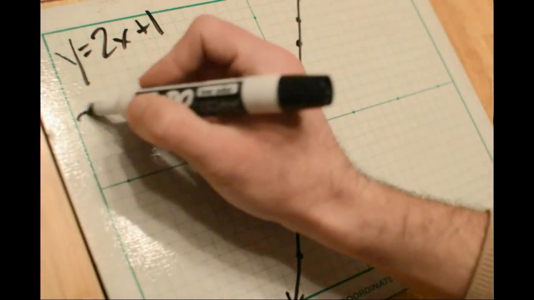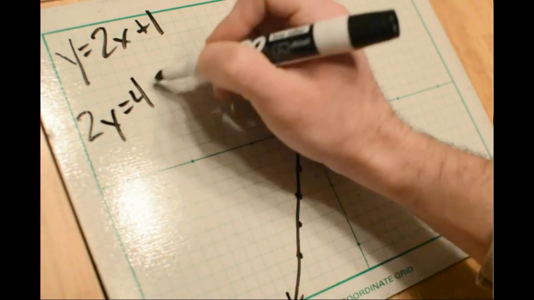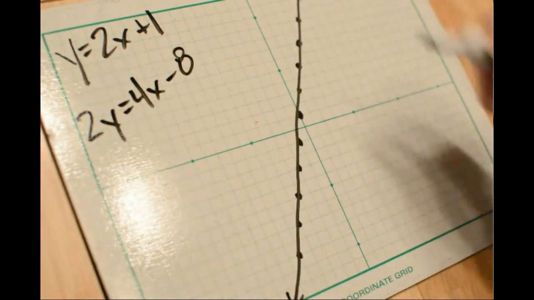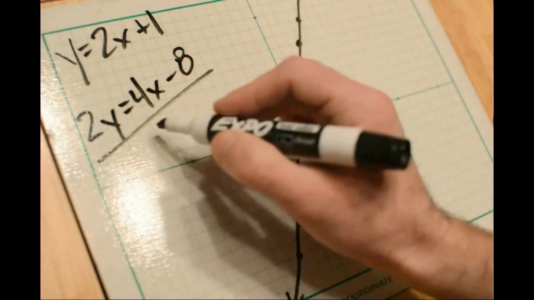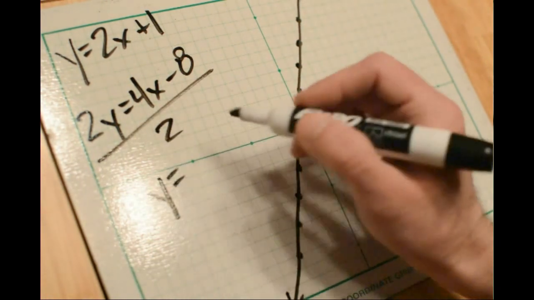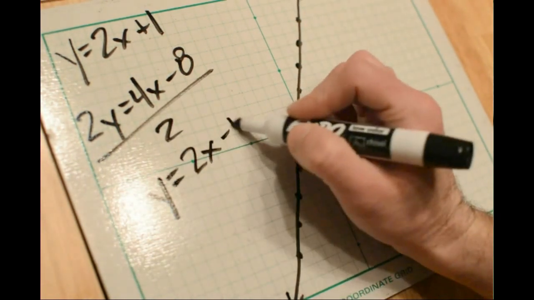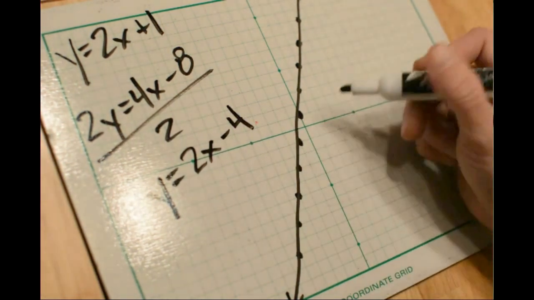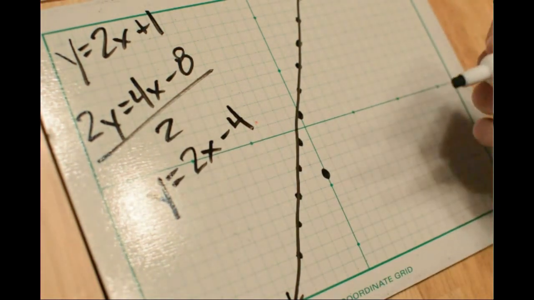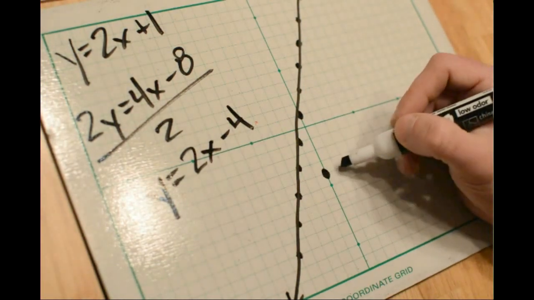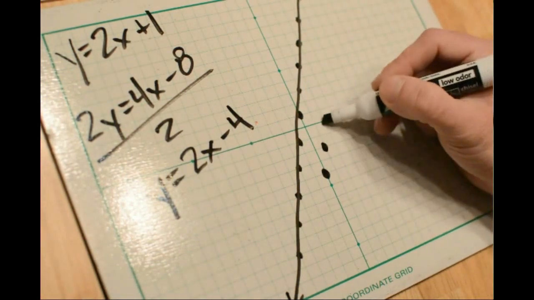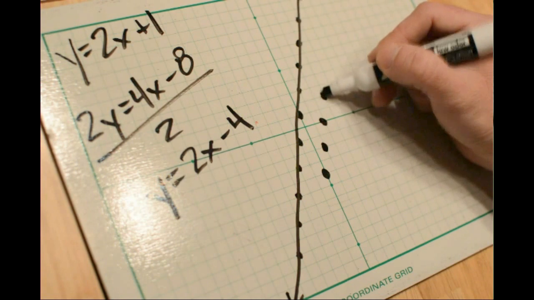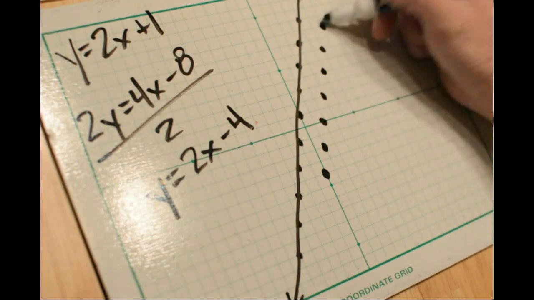The second equation was 2y equals 4x minus 8. And that's not in slope-intercept form. We'll have to divide that all by 2 to get y equals 2x minus 4. That one has a y-intercept of negative 4 and a slope that's also 2. So when we increase x by 1, y goes up by 2. So right 1, up 2, right 1, up 2. And we plot all these points.